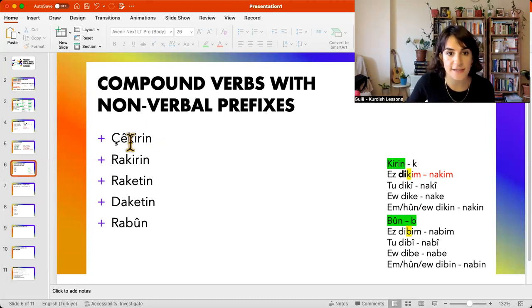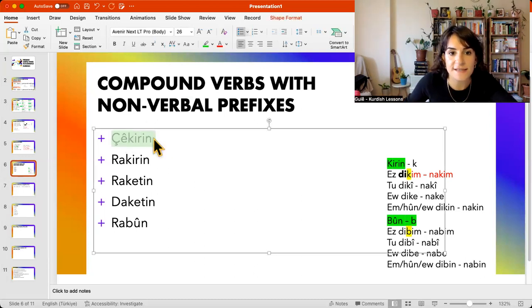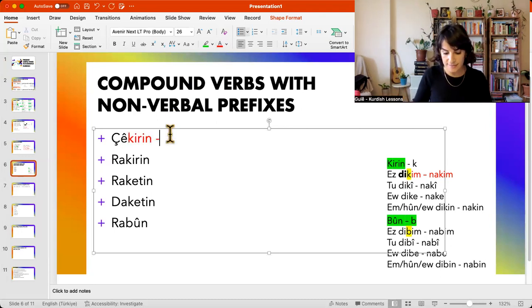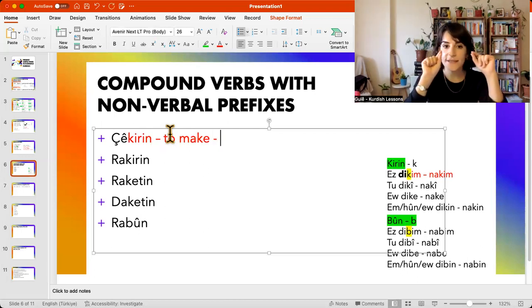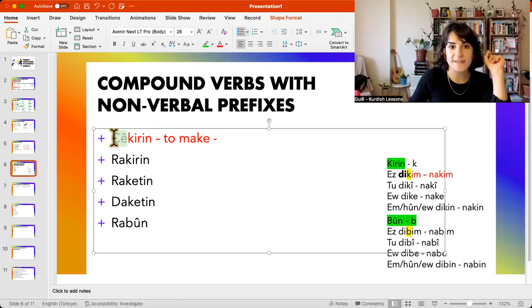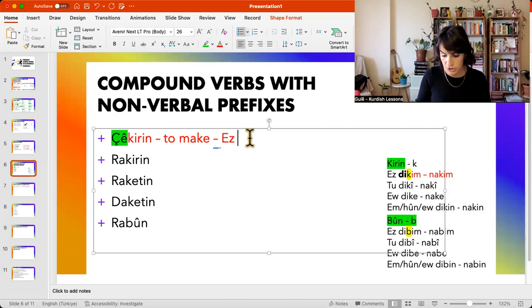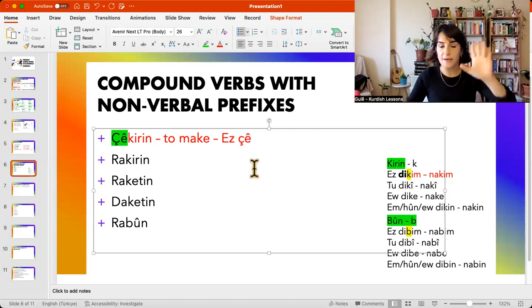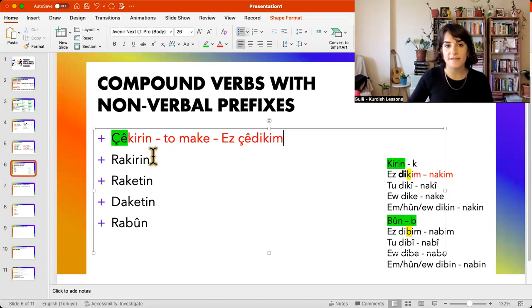So, kırın, for example. You see, here we have kırın. Kırın is to do, right? But çekirin is to make. And when you conjugate this verb, you keep this prefix che, and then you write your usual conjugation for kırın. So as che is there all the time, and then conjugated kırın: as che dikim, to che diki, ev che dike.